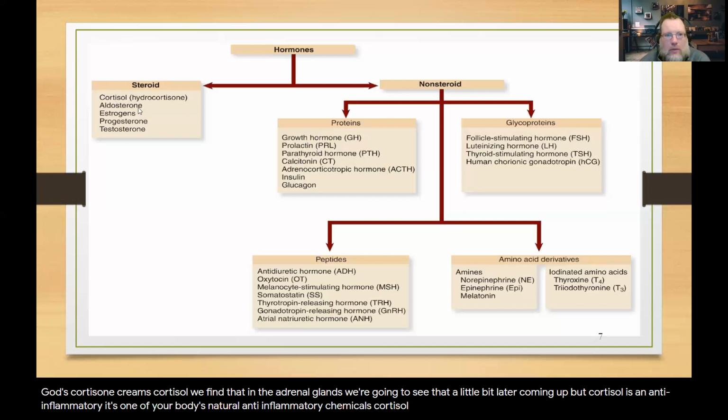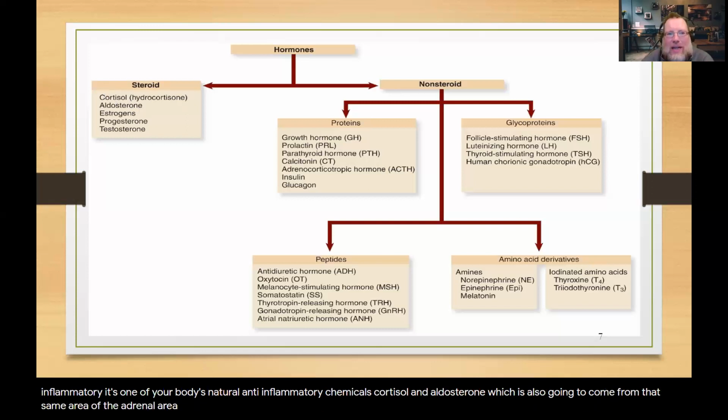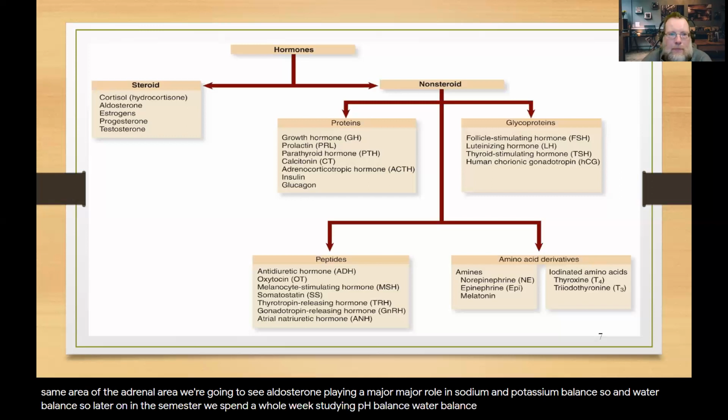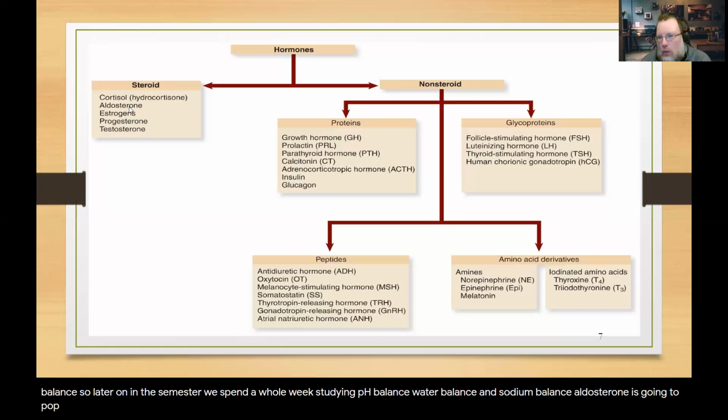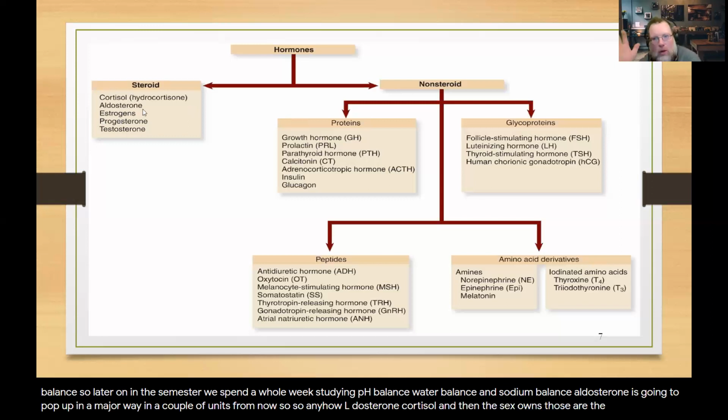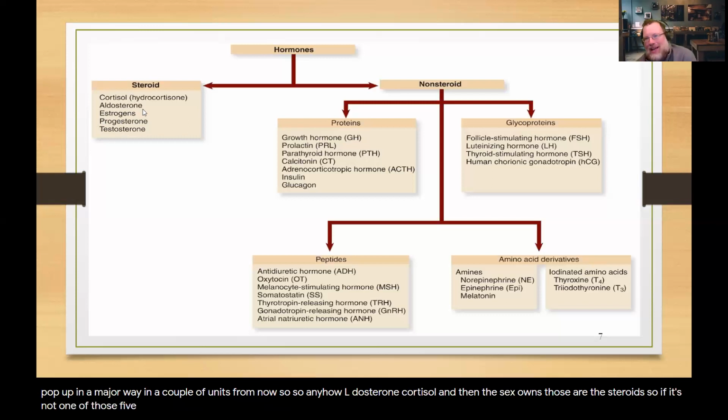And then aldosterone, which is also going to come from that same area, the adrenal area. We're going to see aldosterone playing a major role in sodium and potassium balance, and water balance. So later on in the semester, we spend a whole week studying pH balance, water balance, and sodium balance. Aldosterone is going to pop up in a major way in a couple of units from now. So anyhow, aldosterone, cortisol, and then the sex hormones. Those are the steroids. So if it's not one of those five, then it goes in the non-steroidal category.